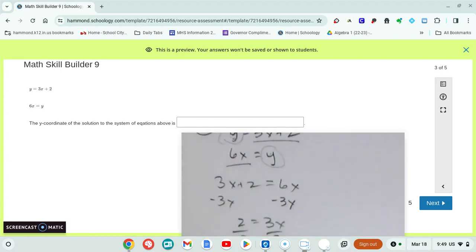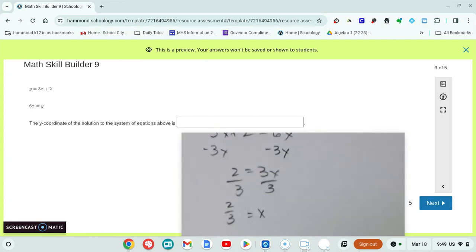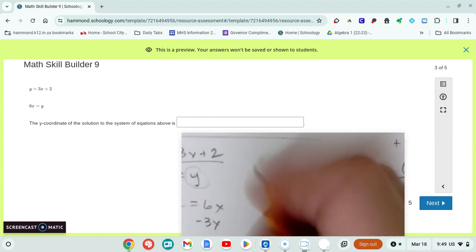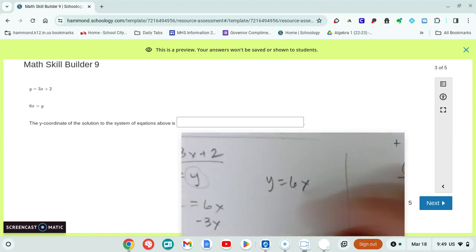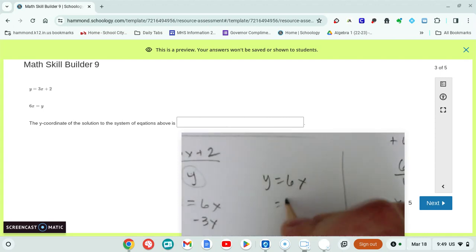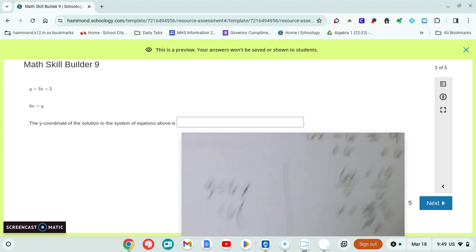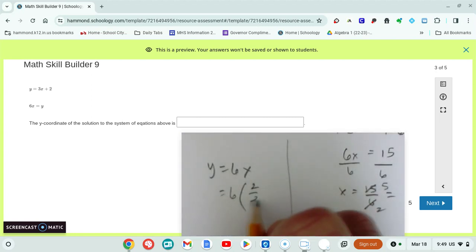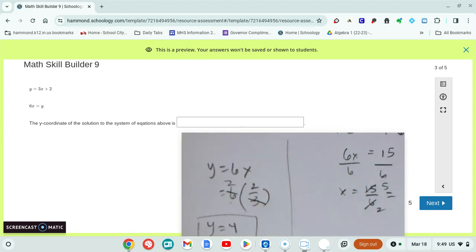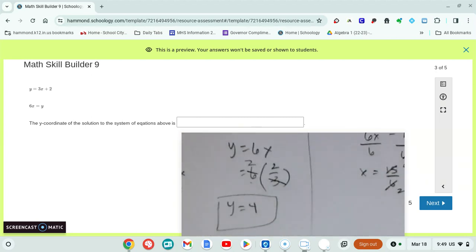So don't stop, because we've kind of trained ourselves, hey, if I get x equals a number, I'm good, I can move on. But in this case, the question is asking us, what is the y value? So I know that y is equal to 6x. X, we just found out, has a value of 2/3. So 6 times 2/3 tells me y is equal to 4.